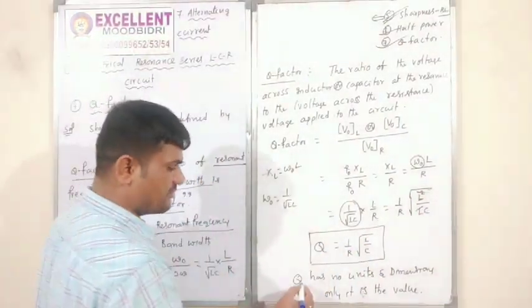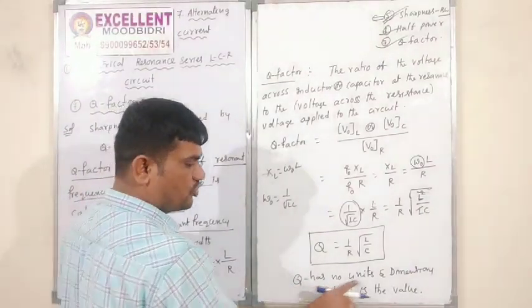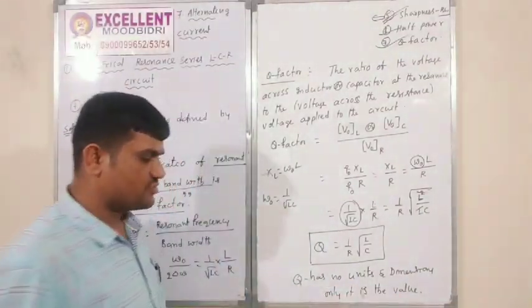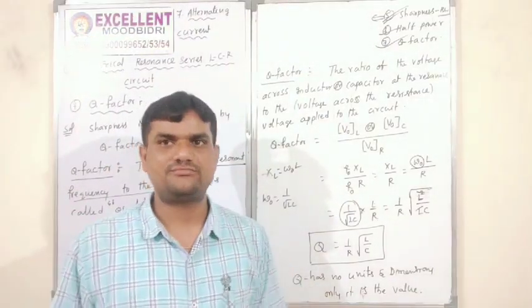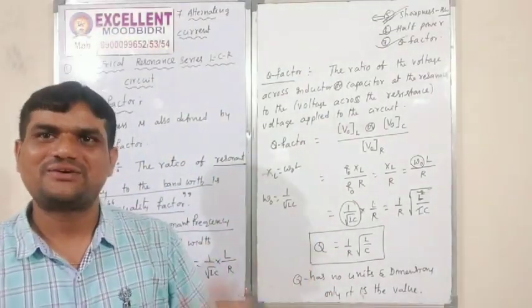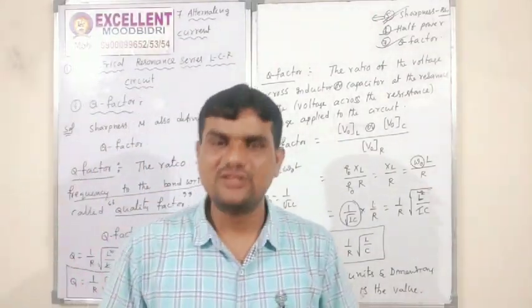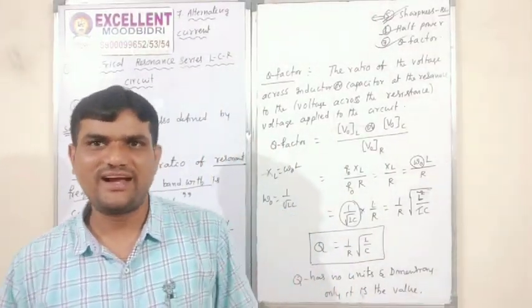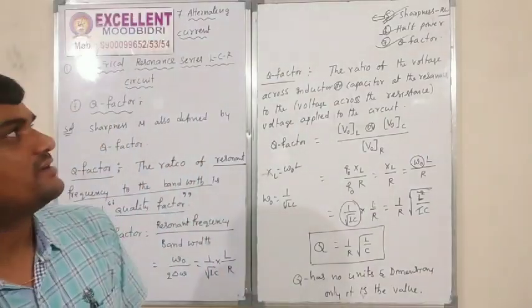So that final formula, remember here, Q has no units and no dimensions. Only it has the value. Only it is the value. That's it. Okay, no units, no dimensions. Remember this concept. Alright, so quality factor, all those things are over.